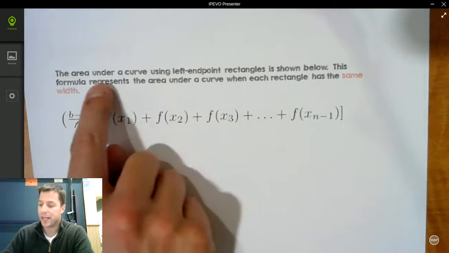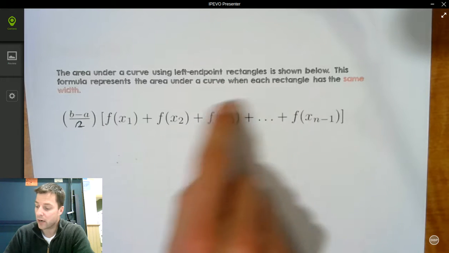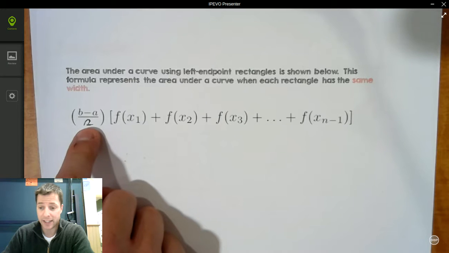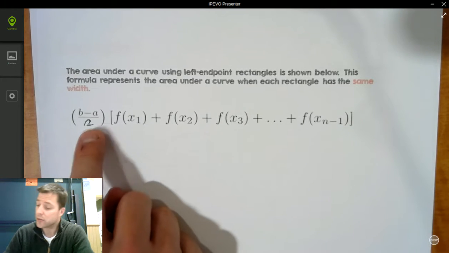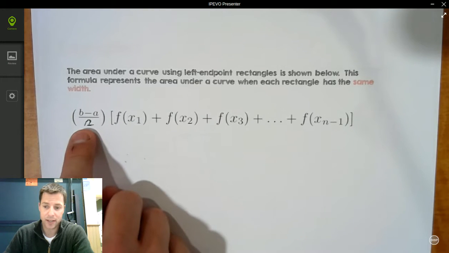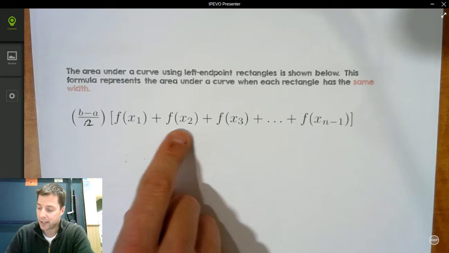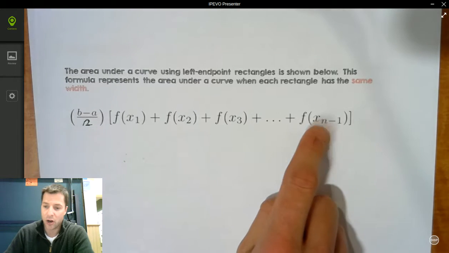When we talk about the area under a curve, for using left endpoint rectangles, this is the formula that we're going to use. It's b minus a over n. N is the number of rectangles that they want you to use. This is the width of the rectangle. They call it delta x sometimes. But f of x sub 1, f of x sub 2, f of x sub 3, those are the heights of each rectangle. And notice we're going to be using all but the last endpoint on the right.